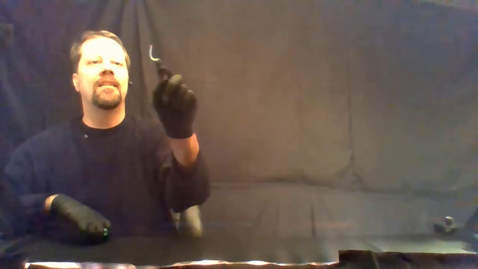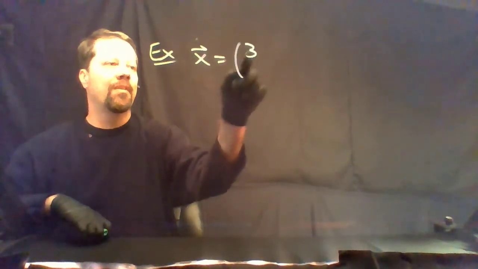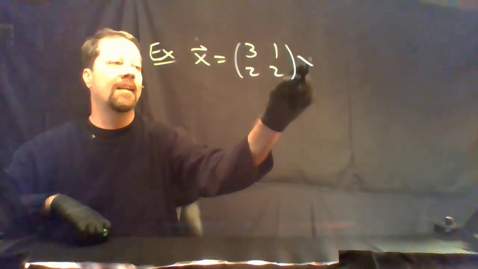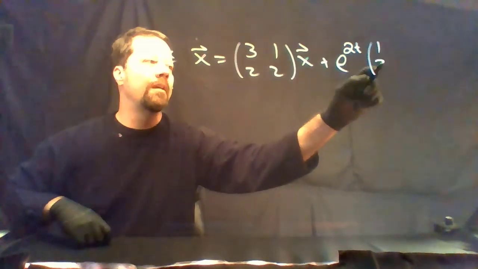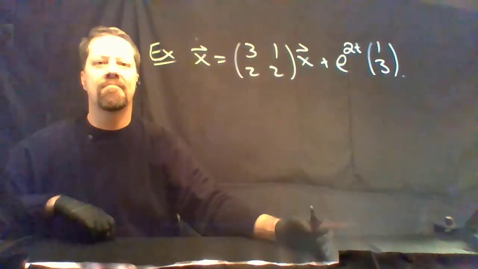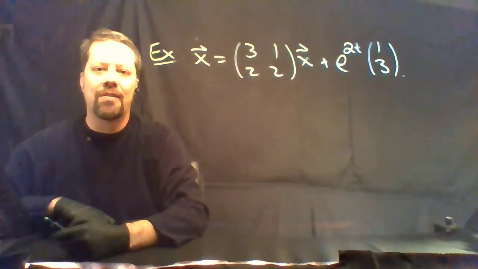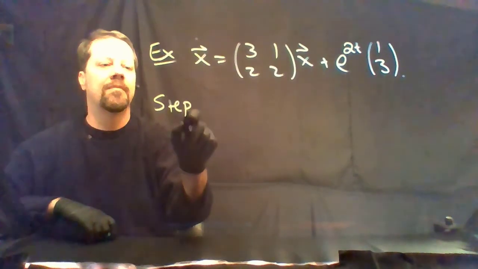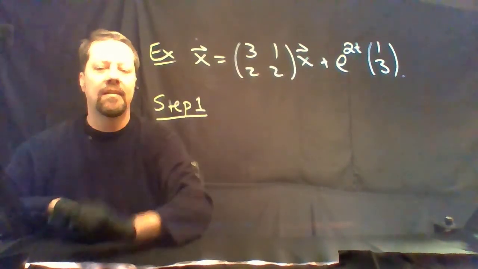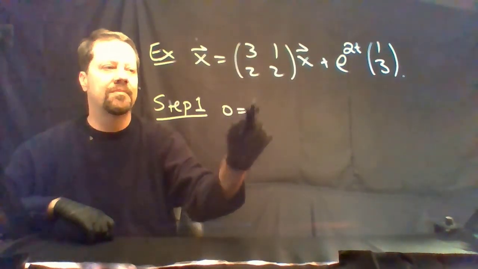We begin with x dot equals the matrix 3, 2; 1, 2 times x plus e to the 2t times the vector 1, 3. The first step is, of course, to solve the corresponding homogeneous equation. And the first step in doing that is to find the eigenvalues.